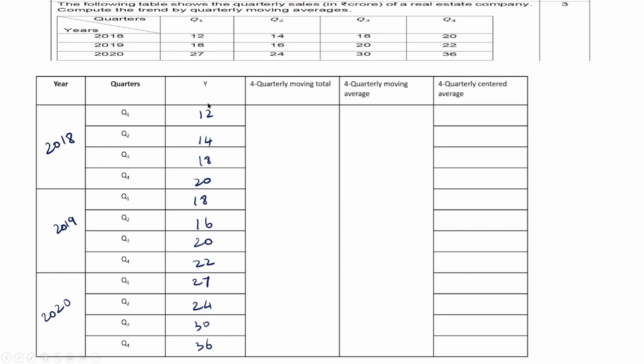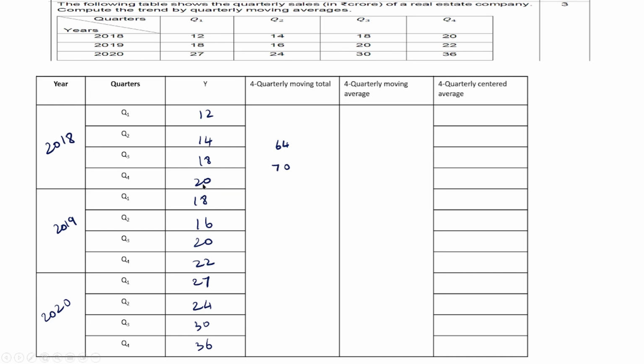Here for finding the 4 quarterly moving total, we have to find the total of these 4 quarters values. So 12 plus 14 plus 18 plus 20, it is 64. So let us write it somewhere in between Q2 and Q3. And after that we have 14 plus 18 plus 20 plus 18, it is 70.